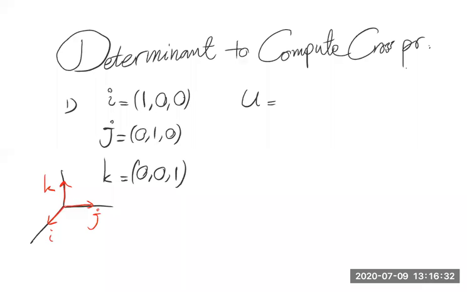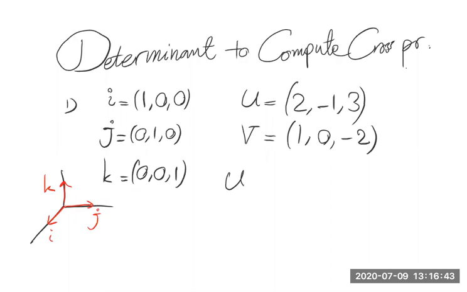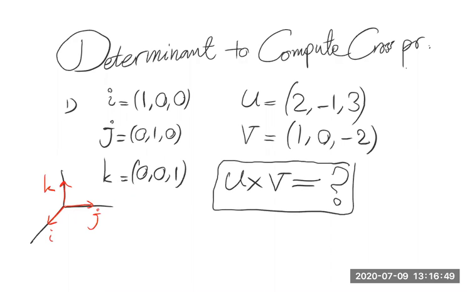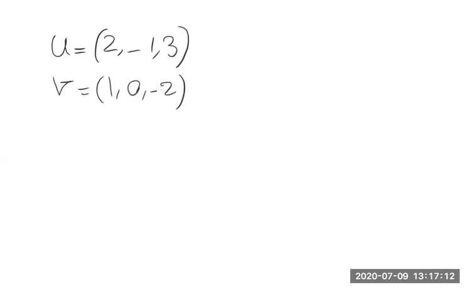Suppose you have two vectors and you want to compute their cross product. Say 2, -1, 3, and the other one say 1, 0, -2. I want to see what is U cross product V. That's the question. How can I compute that? Okay, maybe it would be better if I go to another page. So U is this, and V is this.